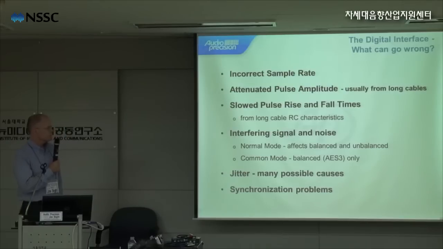So what can go wrong with the digital interface? The sample rate can be incorrect. The pulse amplitude on the interface can be degraded if the voltage is too low. This can happen due to long cables. The pulse rise times and fall times can be degraded. Instead of having nice sharp edges, they can have sloped edges from long cable resistance and capacitance characteristics. There can be interfering signals and noise. Normal mode affects the balanced and unbalanced connections, and the common mode can affect the balanced connections only. There's also jitter of the clocks, which we'll talk about in the next topic, and then synchronization problems.